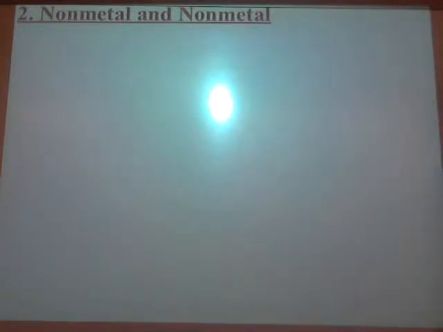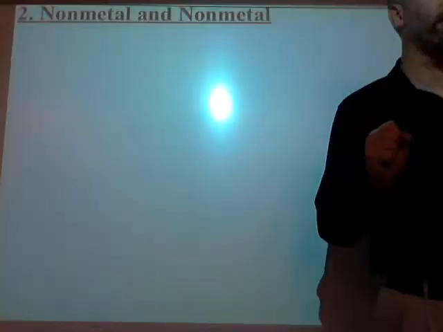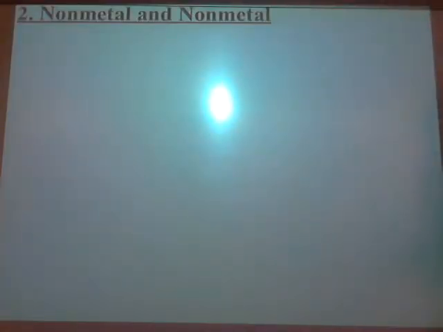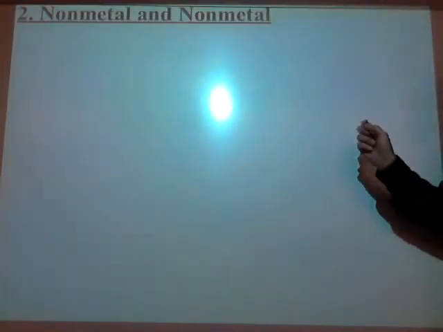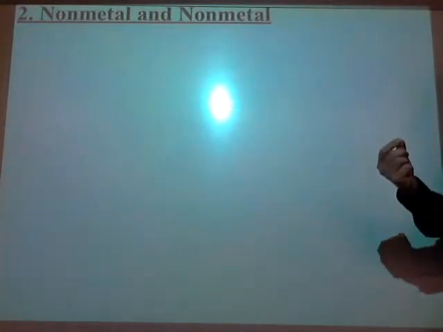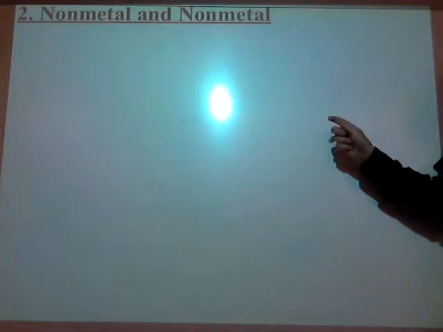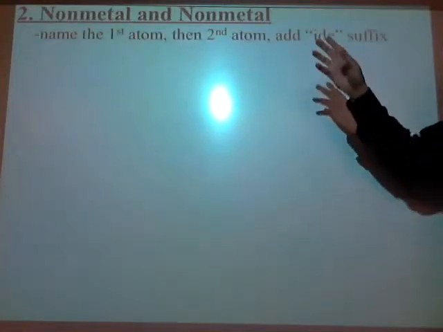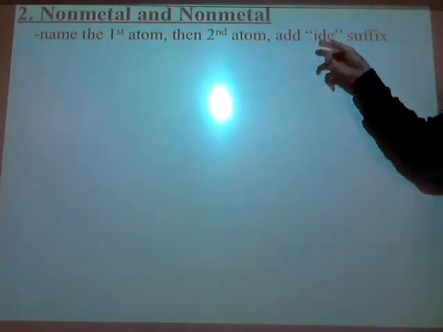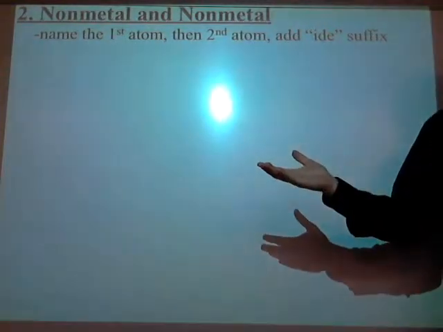Carbon dioxide is a good example. CO2, right? Carbon and oxygen are both on the right side of the periodic table, aren't they? They're both nonmetals. So if I get a nonmetal and a nonmetal together, how do I name it differently? Let me show you. It's going to look exactly the same. Read this before you write it down. Name the first atom, name the second atom, then add -ide. Oh, that's exactly what we just did.